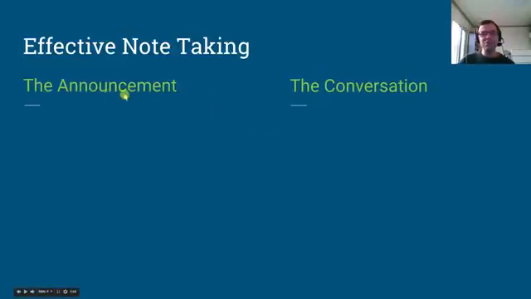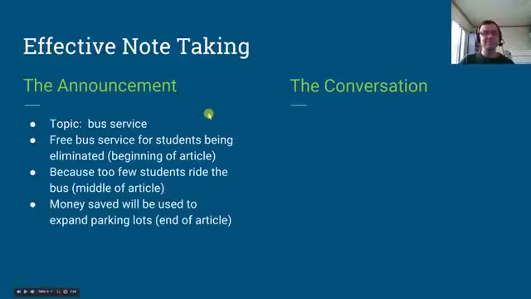Well, you're going to start by taking a few notes about the announcement. Here's what I took in my notes using this sample question. First of all, I took a quick note about the topic of the announcement. That one was easy. I said that the topic was bus services. The next thing I took a note about was something from the beginning of the announcement. I noted that free bus service for students was being eliminated.